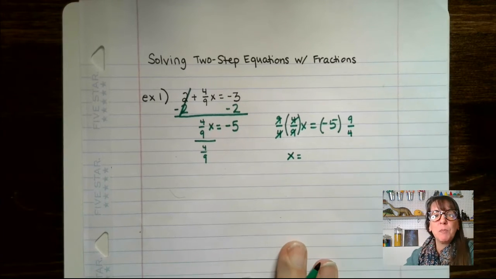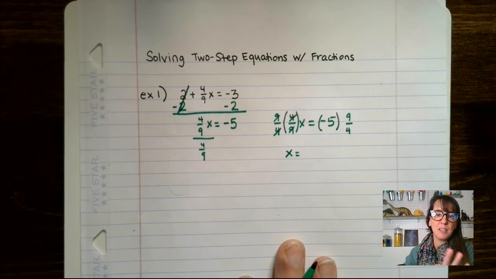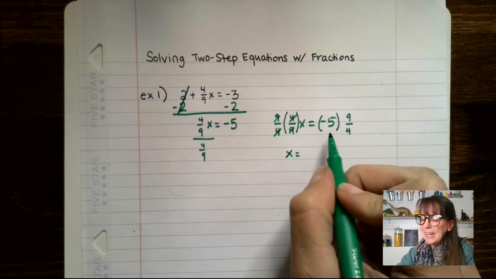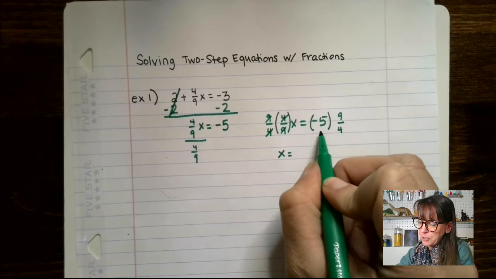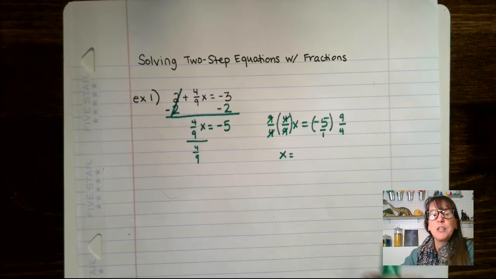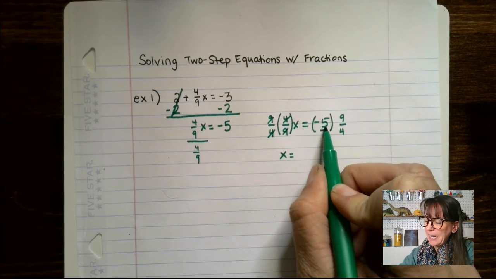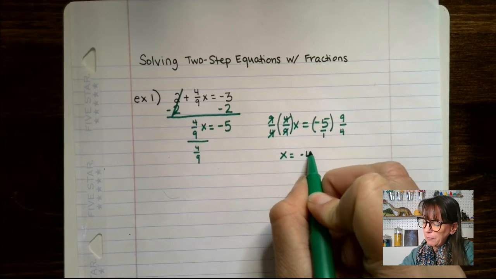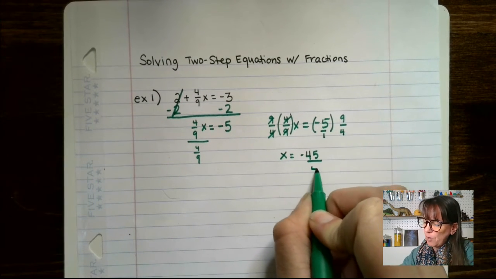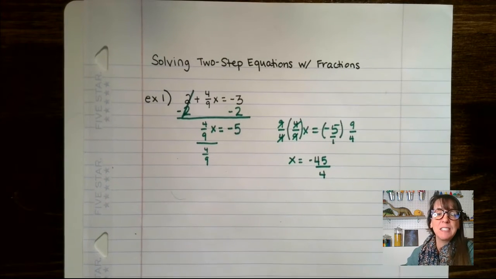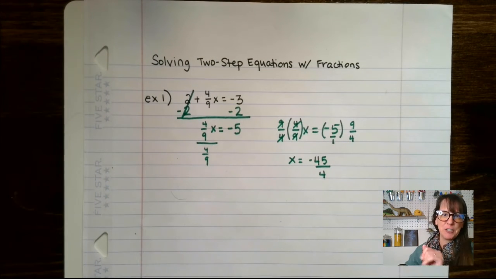Now remember, when we're multiplying fractions, you multiply straight across the top, straight across the bottom. If one of your numbers is not a fraction, remember, you can always turn it into a fraction by putting it over 1. So we multiply straight across the top, we get -5 times 9 gives me -45. And on the bottom, I have 1 times 4. All right, so now what we have is an improper fraction.